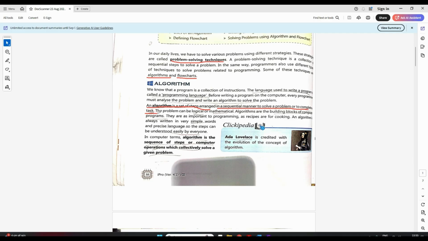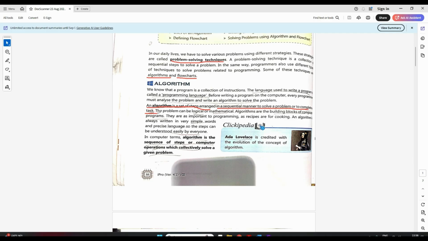Take a very basic example, brushing your teeth. We have a set of defined steps to brush your teeth. First, you have to take your brush. Second, take the toothpaste. Third, apply the toothpaste on the brush. Fourth, start brushing your teeth. Till the time your teeth are not clean, keep brushing. So these are a set of defined steps in a sequential manner to complete a task. That is an algorithm.